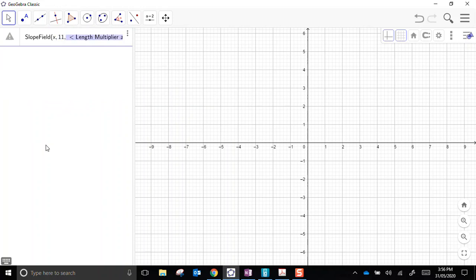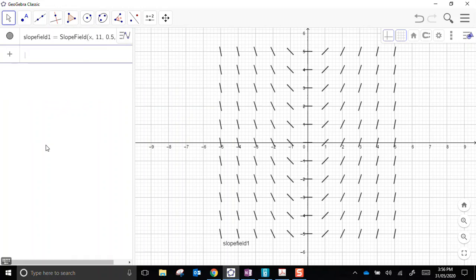Length multiplier is between 0 and 1, 0.5 gives nice little ones. Minimum x, let's go from minus 5, minimum y, minus 5, maximum x is 5, maximum y is 5. And this gives me a nice neat little slope field. Now why did I need to say 11? Because there are actually 11 little entries across here by going from minus 5 to positive 5. And this way they're all neatly on the corner of a grid.